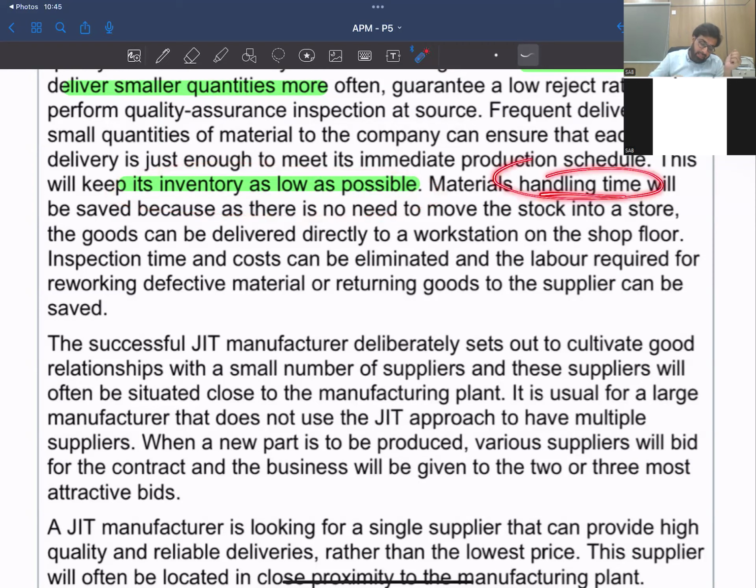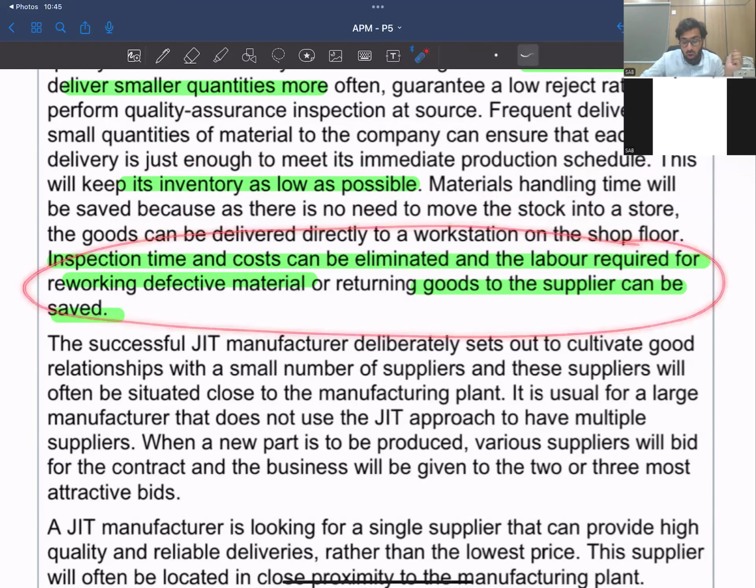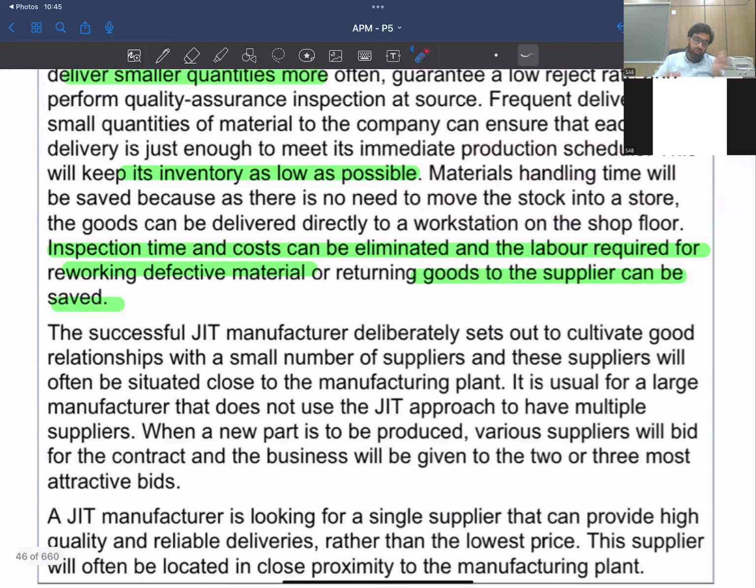The materials handling time will be saved because there is no need to move the stock into store. The goods can be delivered directly to the shop floor, and inspection time and cost can be eliminated, as labor required for revoking defective materials or returning goods to the supplier can be saved, right? Similarly, material handling time will be reduced, because you are not going to move the stock from the store. You're just doing production and sending it to your customers, right?